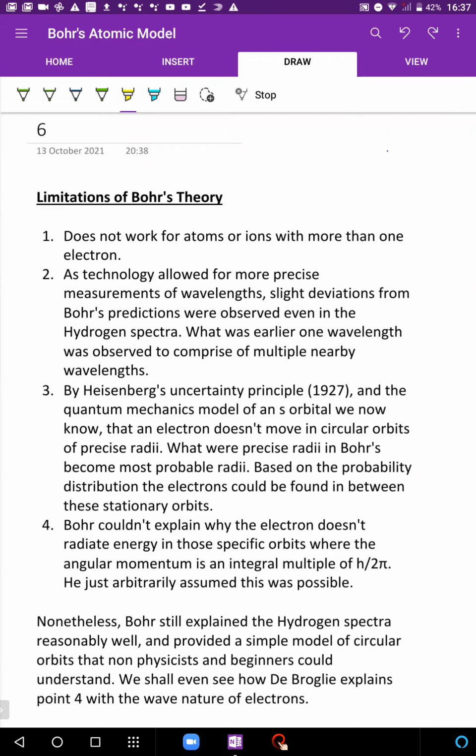Coming back to where we were, point 4: Bohr couldn't explain why the electron doesn't radiate energy in those orbits, where the angular momentum is an integral multiple of h by 2 pi. He just assumed this was possible. So if we know now that Bohr is wrong, why isn't it abandoned? To give him credit, Bohr still explained the hydrogen spectra reasonably well. He could not explain these smaller lines, but more or less his model was not that off. And he provided a simple model of circular orbits that non-physicists and beginners could understand.